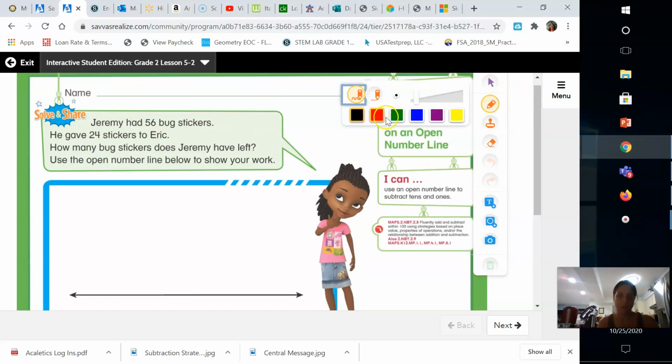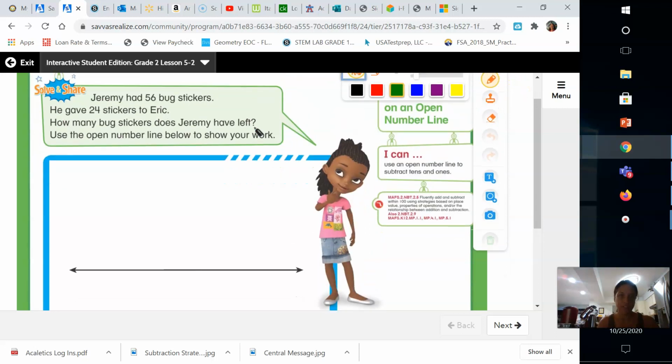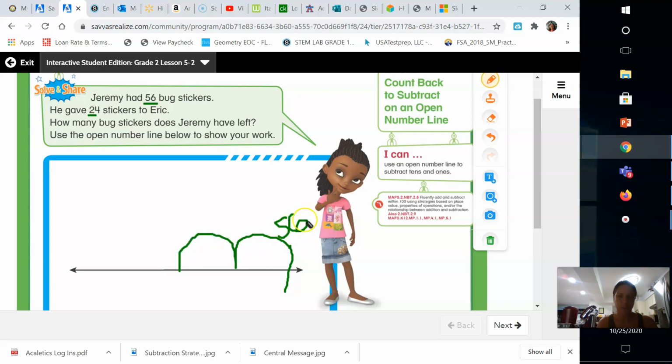All right, let me get a pen. We are going to start with how many he started with, which was 56. Now remember, we want to work backwards. So we've got to put our big number here at this end of the number line so that we have room to move backwards, right? We're going to look at tens first. How many tens did he give to Eric? 2 tens. So we're going to do 2 jumps of 10. Now help me think this out. You've got 5 in the tens place. If I take one 10 away, how many do I have?